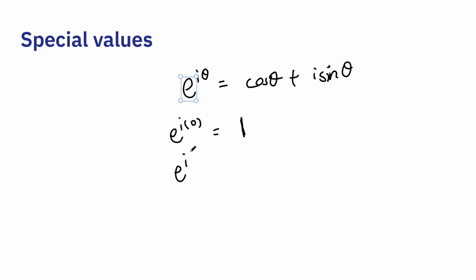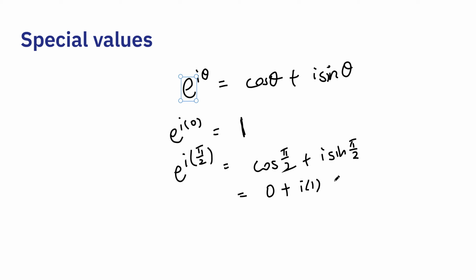Next, what happens if we put in pi over 2? When we put in pi over 2, it becomes cosine pi over 2 plus i sine pi over 2. Now cosine pi over 2 is equal to 0, right? So this is 0. And the sine pi over 2 is equal to 1. So e to the power of i times pi over 2 is simply equal to i.